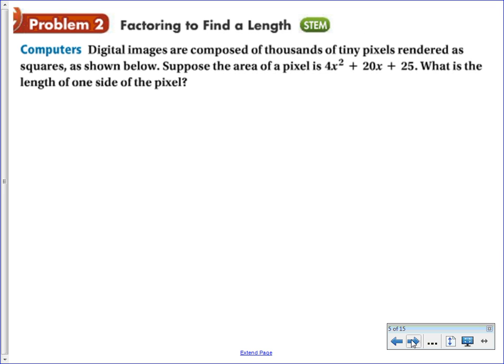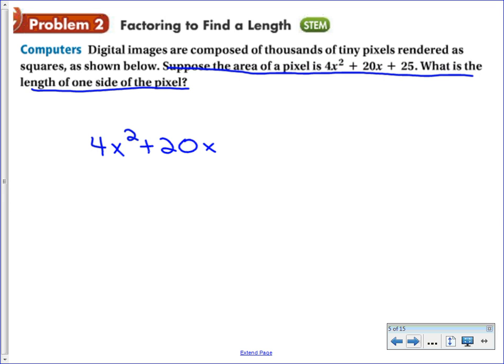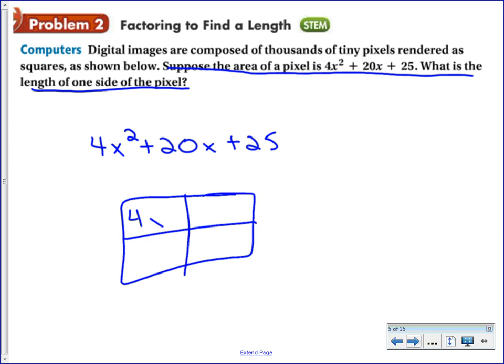Okay, the next page. All right, so a little bit harder problem here, but not too bad. This one does go in your notes, but it is important that you just have to put this last sentence in your notes. Top left corner is 4x squared. Bottom right is 25. My AC number for this one is 4 times 25, which gives you 100.